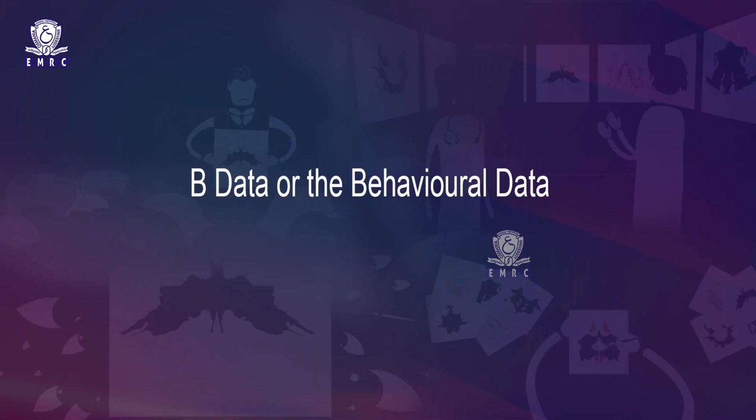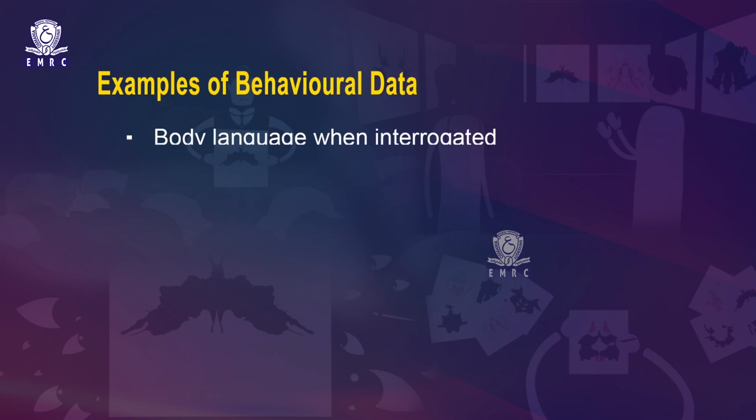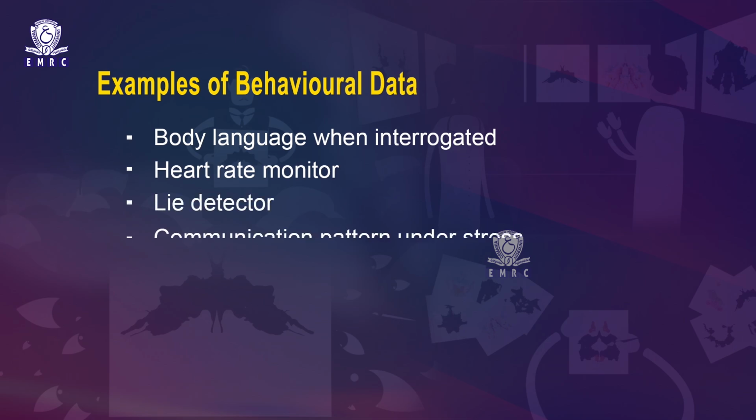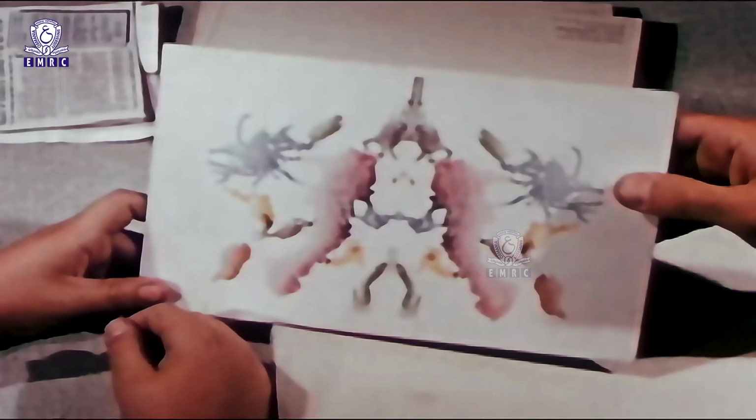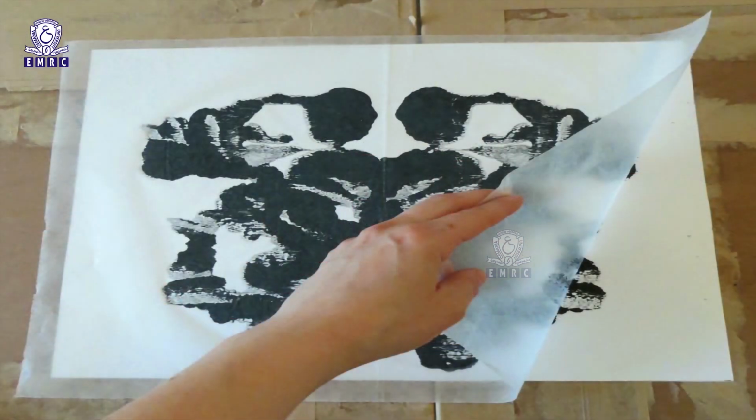All projective tests provide B data, or behavioral data. Examples of behavioral data are body language when interrogated, heart rate monitor, lie detector, communication pattern under stress, eye movement, typing speed, and facial responses to stimuli. They are specific, directly observed responses to particular stimuli, whether ink blot pictures or instructions to draw somebody. All the disadvantages of B data therefore apply to projective tests.